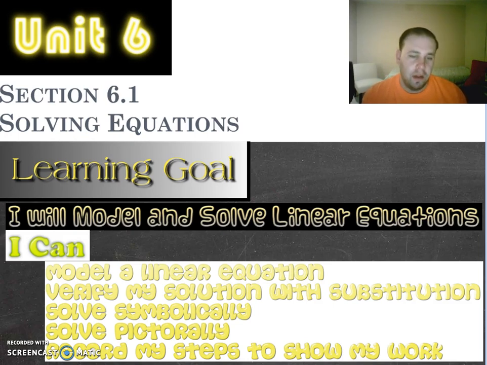First, I can model a linear equation. So you can write it out, you can display it, you can put it in picture form. I can verify my solution with substitution. So we're going to be able to check and solve our answers. Thirdly, I can solve a problem symbolically or algebraically. Likewise, you can solve a problem pictorially. There's a picture option when you're solving here for this block. So that is the second option. And lastly, I can record my steps to show my work.